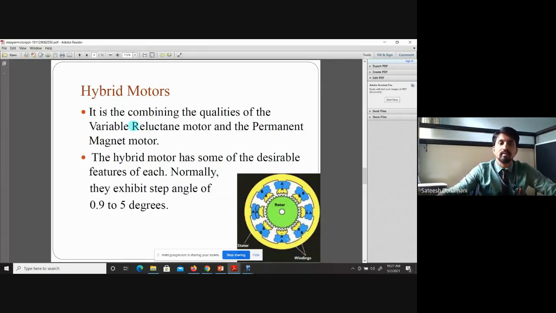Then the hybrid motor, what is a hybrid motor? It combines the qualities of the variable reluctance motor and the permanent magnet motor. The hybrid motor has some of the desirable features of each. Normally, they exhibit a step angle of 0.9 to 5 degrees.